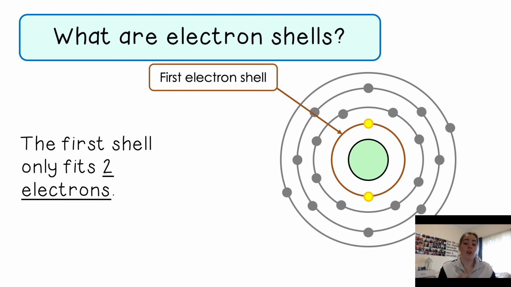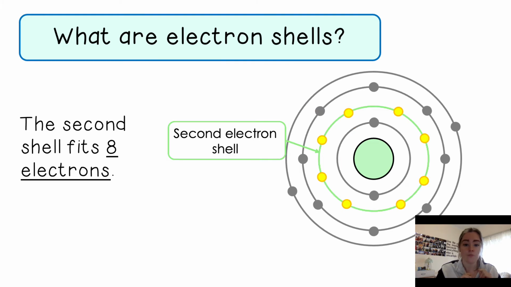Now, our first shell contains 2 electrons. For atoms with more than 2, the next lot of electrons have to go into the second shell. So only 2 fit into the first electron shell. The second shell can hold 8 electrons. So when you're filling shells, 2 go into the first shell, then 8 into the second shell.